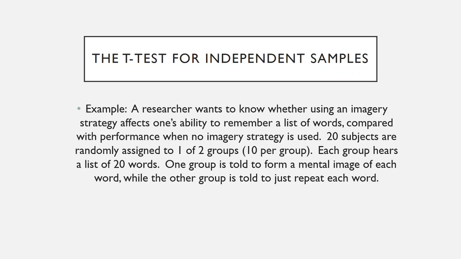Let's say a researcher wants to know whether using a cognitive imagery strategy affects one's ability to remember a list of words compared with performance when no strategy is used. 20 subjects are randomly assigned to one of the two groups, leaving 10 participants per group. Each group hears a list of 20 words. One group is told to form a mental image of each word, while the other group is told to just repeat each word.